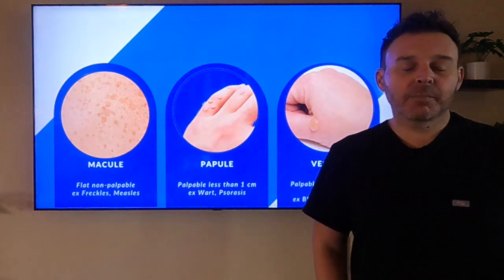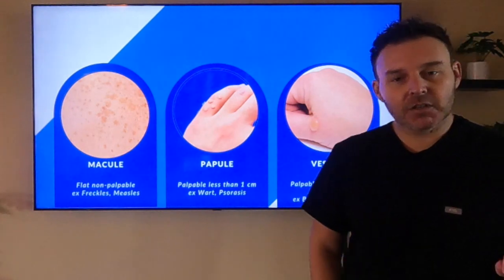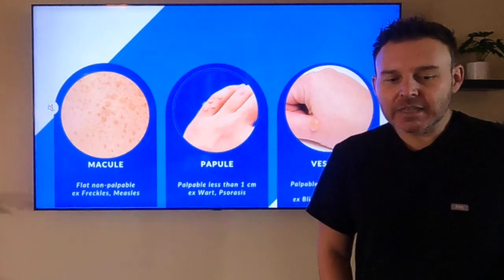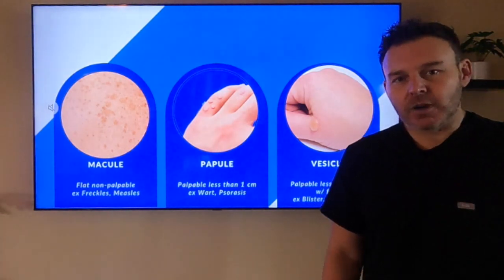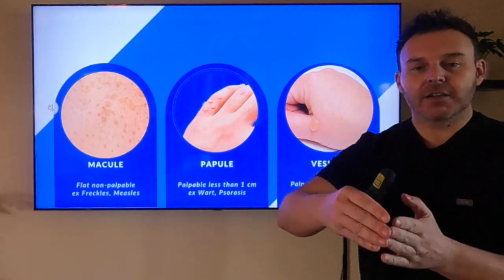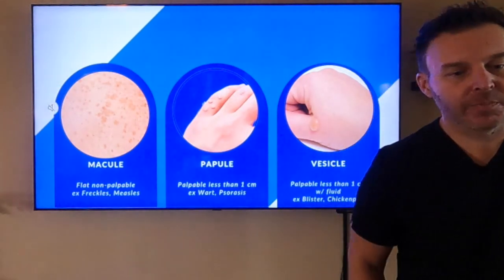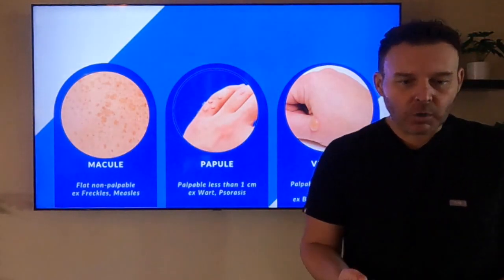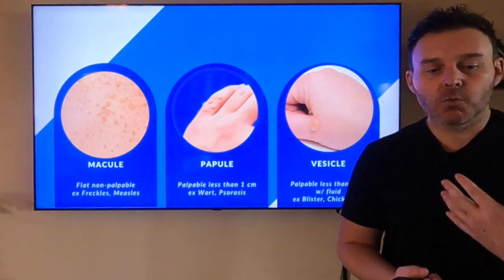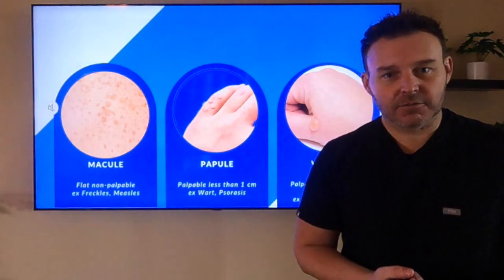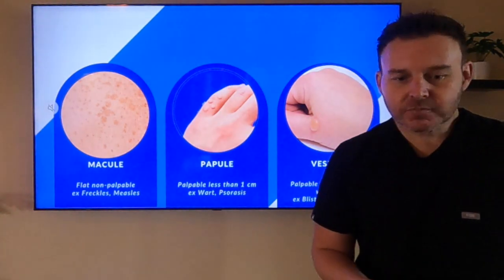Then our next one is papule. All right, a papule is palpable, meaning it's going to be raised, and it's going to be less than 1 centimeter. That size differential you'll want to make note of, because something larger than 1 centimeter, we'll get to that term. But it's palpable, less than 1 centimeter. An example of what we call a papule would be a wart or psoriasis. Okay, and psoriasis is a different skin condition.